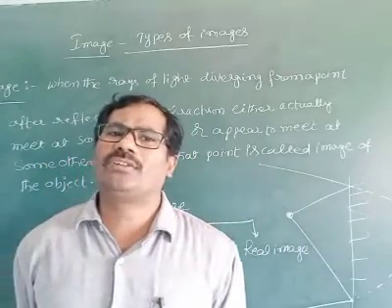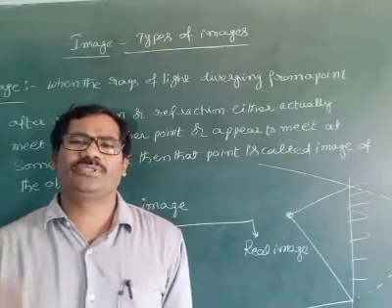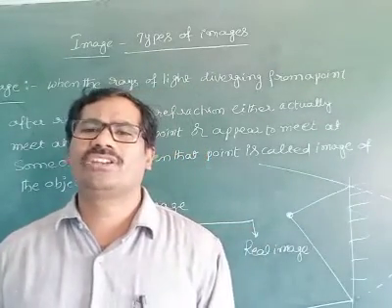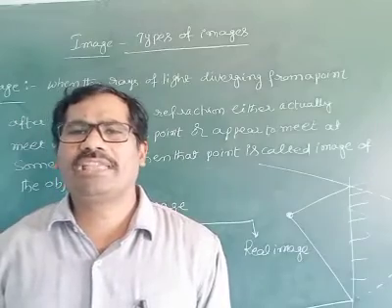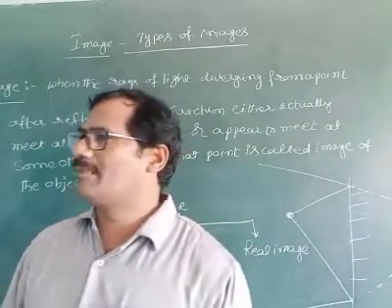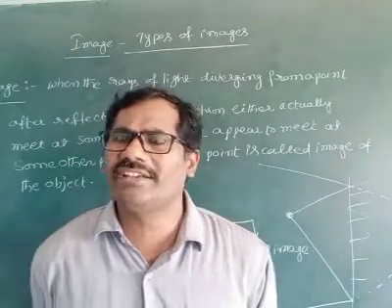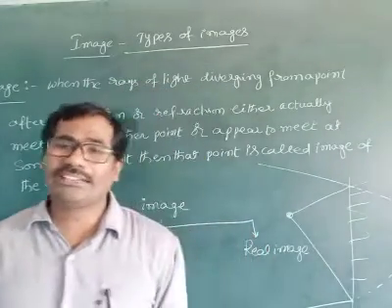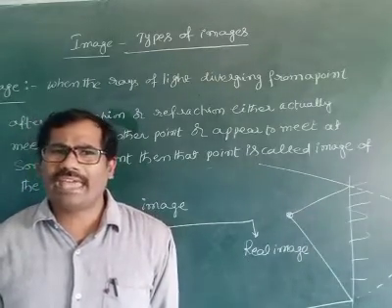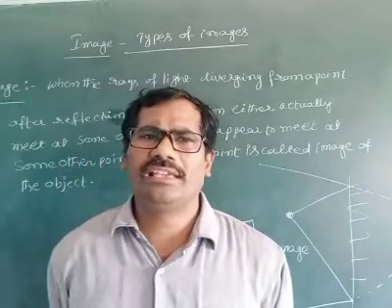Virtual images are erect and upright, that means in a straight position, and the same size as the object. These are virtual images, and they can form in plane mirrors. Now, what are real images? First, how is a virtual image formed? When the rays of light diverging from a point after reflection or refraction appear to diverge from another point, the image so formed is called a virtual image.